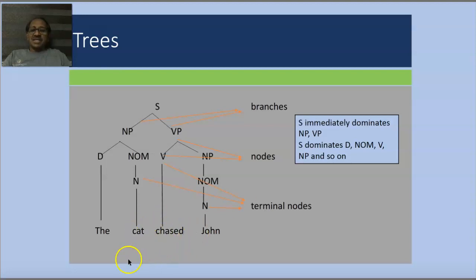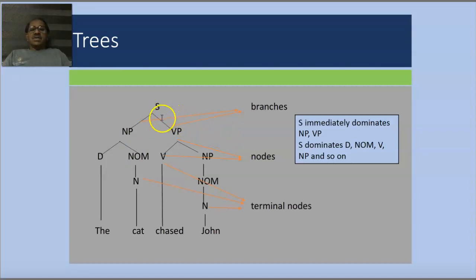How do you construct a tree? You have a lexical item which comes with a category. That means there is already a tree. That's projection. Cat is a noun, that we find in the lexicon. And that noun projects nominal, and then that projects noun phrase along with the D. So you construct a tree. You can construct a tree from bottom up, or you can also construct a tree from top down. It doesn't matter whichever direction you would like to construct a tree.